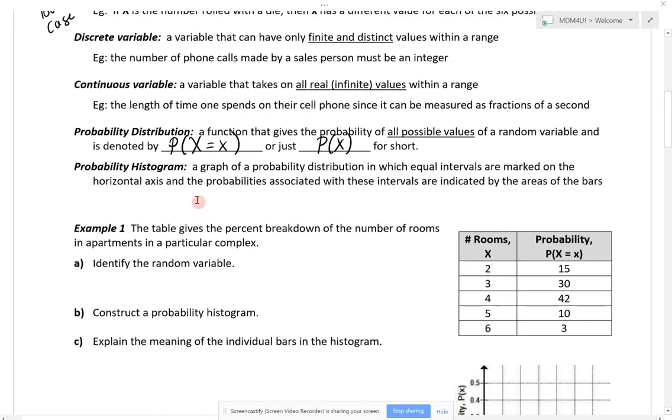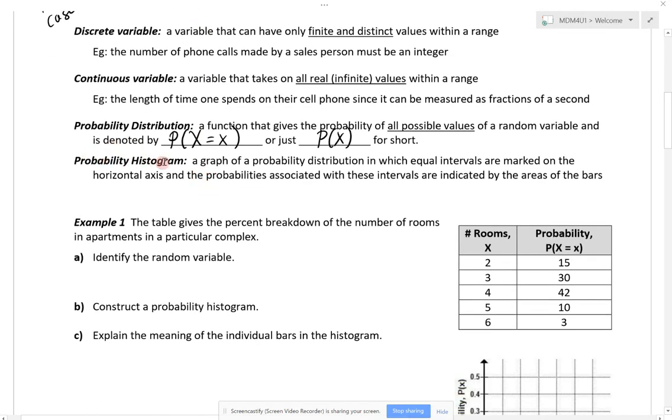An accompanying probability distribution would be the probability histogram. It's just a graph of a probability distribution, in which equal intervals are marked on the horizontal axis, and the probabilities associated with these intervals are indicated by the areas of the bars. We're going to use histograms to give us a visual way of looking at a probability distribution. So let's look at example 1.